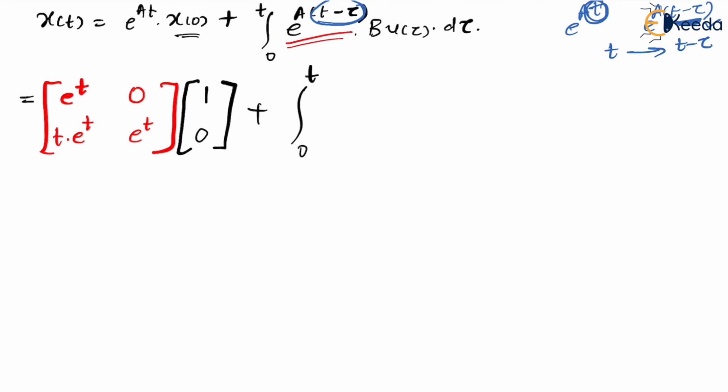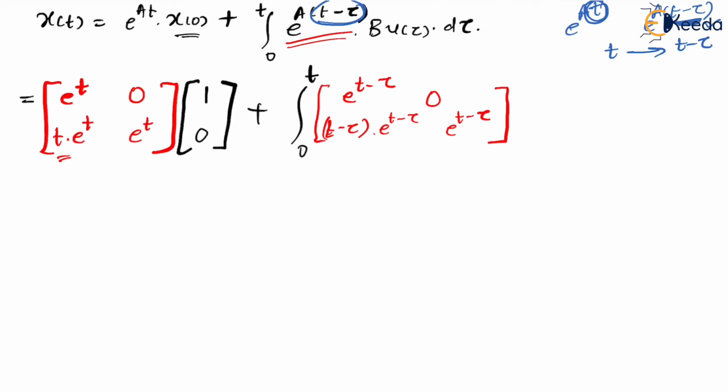Anyway, let us do that. Let me just write this in red. So e to the power A(t minus tau) means whatever is e to the power At, just replace t by t minus tau. So e to the power t is the first one, so let me replace it with e to the power t minus tau. This is 0. Then what is next? t into e to the power t, this is nothing but t, so it becomes t minus tau into e to the power t minus tau. And then again e to the power t minus tau. Right, this is the expression.